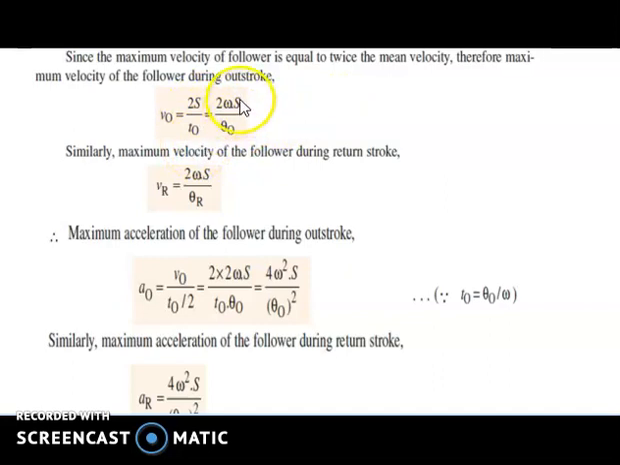We know that omega is equal to theta by t. So t can also be written as theta naught by omega. So v naught is equal to 2 omega s by theta naught. Similarly, the maximum velocity of the follower during the return stroke, v return, is equal to 2 omega s by theta r.